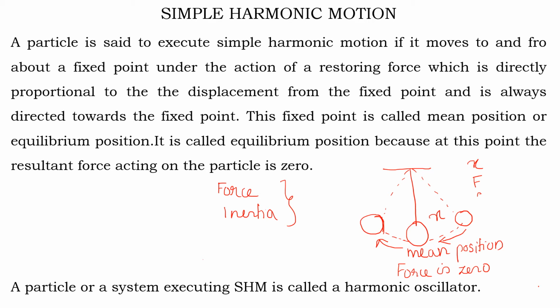Thus, we can define simple harmonic motion as a motion which is periodic, where the body moves to and fro about a fixed point. That is, the body moves to and fro about a fixed point, which means it is an oscillatory motion, and it is a periodic motion. That is the definition of simple harmonic motion. Or we can define simple harmonic motion as a motion that is oscillatory or vibratory, or generally a periodic motion.